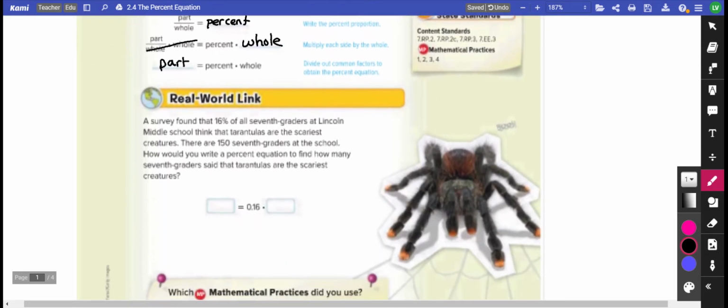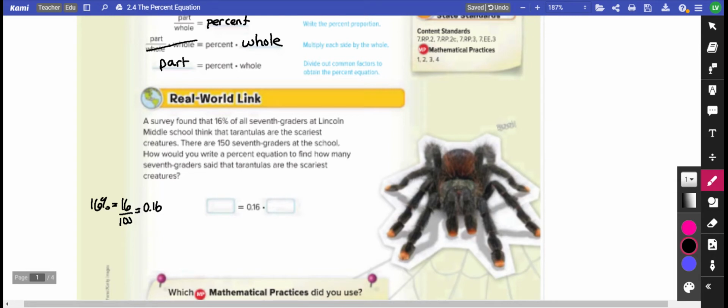So, real world link. A survey found that 16% of all 7th graders at Lincoln Middle School think that tarantulas are the scariest creatures. There are 150 7th graders at the school. How would you write a percent equation to find how many 7th graders said that tarantulas are the scariest creatures? Well, they have already changed the percent of 16% to 16/100. So as a reminder, if you have 16%, you can also write that as a fraction of 16/100, which is also written as 0.16 as a decimal.